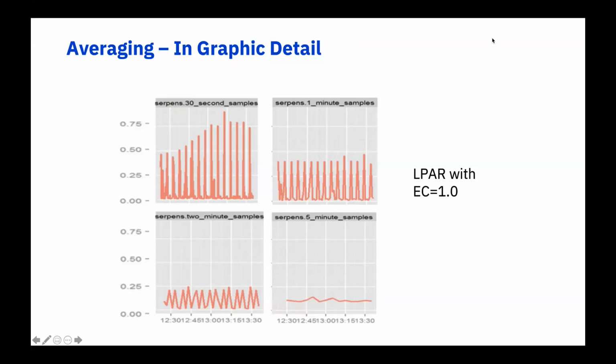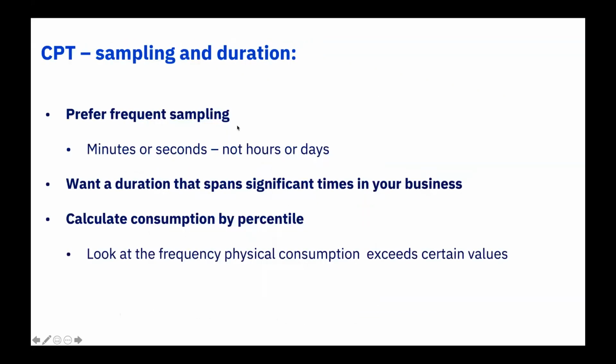If you are collecting samples every 30 seconds, you might be catching the correct peaks. If you are doing minutely based samples, you might not be catching the correct right sizing information. If you are going for 5-minute samples, you might think, okay, I don't even need a quarter of a CPU, whereas in fact we need almost close to a core at times. So intervals are important. Frequent sampling is suggested, minutes or seconds, not hours or days. We would like the duration that spans significant times of your business where your workload kicks in, right?